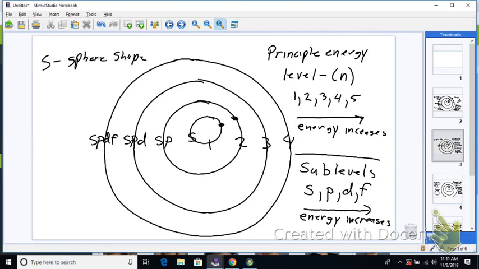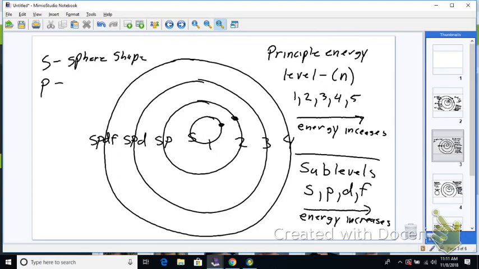Okay, now I'm not going to show D and F. I think they might show them in the book, but I'm not sure if this text does or not. The P shape is a dumbbell shape. That's the P shape. Okay?